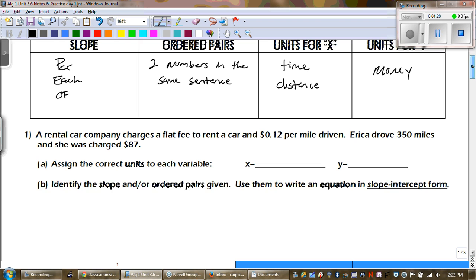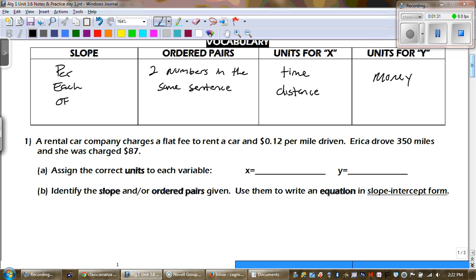So let's go ahead and look at our first example. It says a rental car company charges a flat fee to rent a car and 12 cents per mile driven. Erica drove 350 miles and she was charged $87. A couple things I want to highlight. I'm going to highlight that. And then this next one, this is a sentence, and there are two numbers in the sentence.